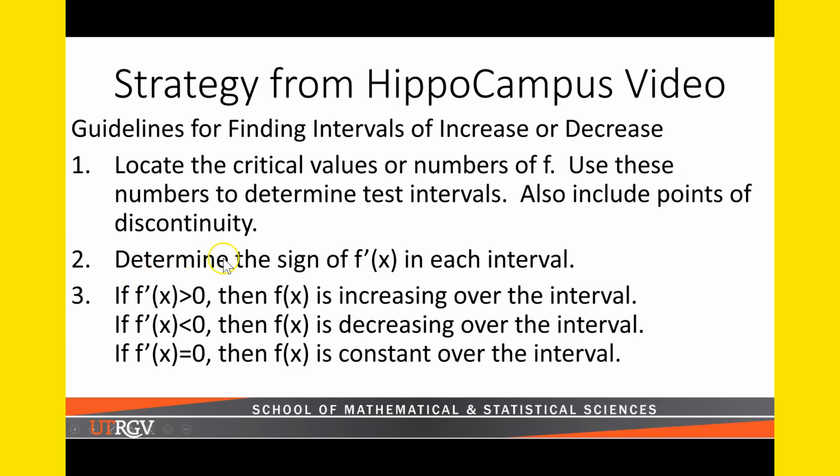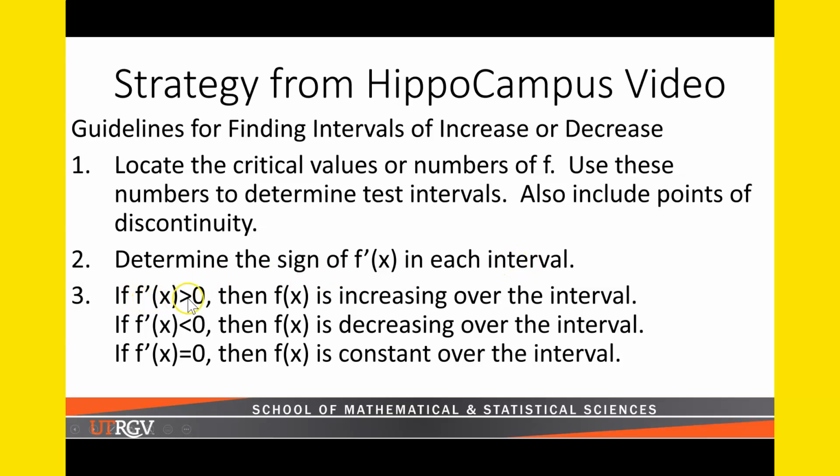Step 2. Determine the sign of f prime of x in each interval. So you find your critical points, and that will set up intervals for you. The function is going to be either increasing or decreasing or constant over those intervals. Then you're going to determine the sign of the derivative in each of those intervals.